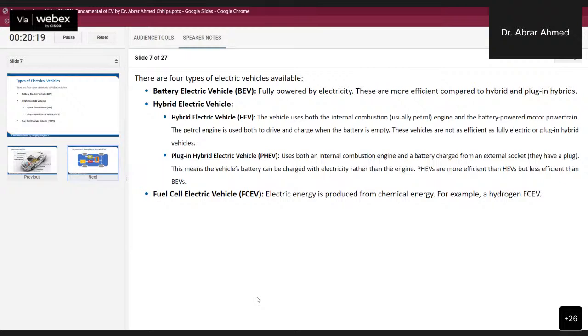And the last one is the fuel cell electrical vehicle, where basically we use the fuel cell to produce the chemical energy, and basically hydrogen energy is converted into electricity.